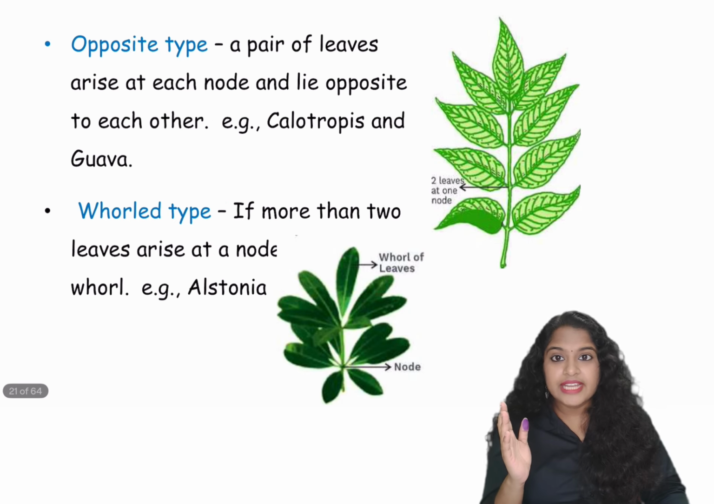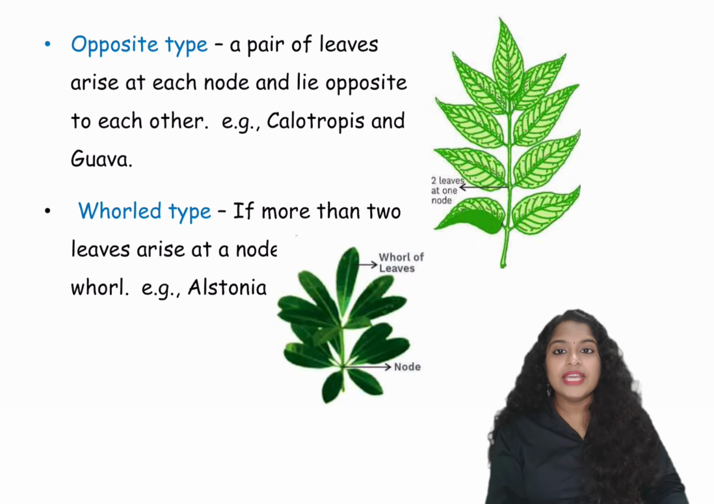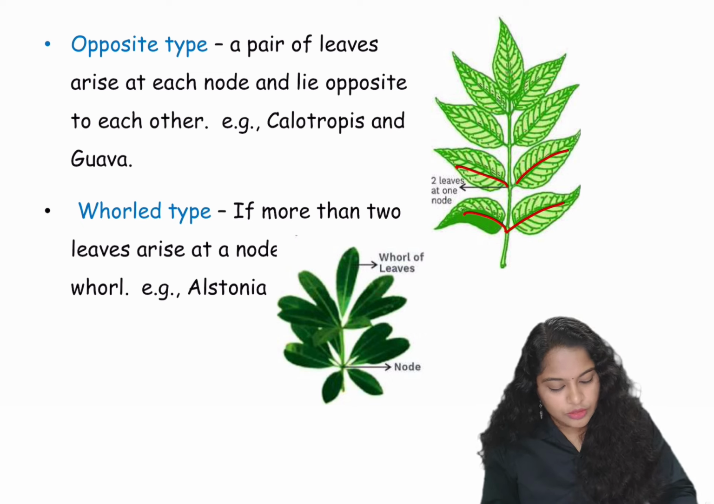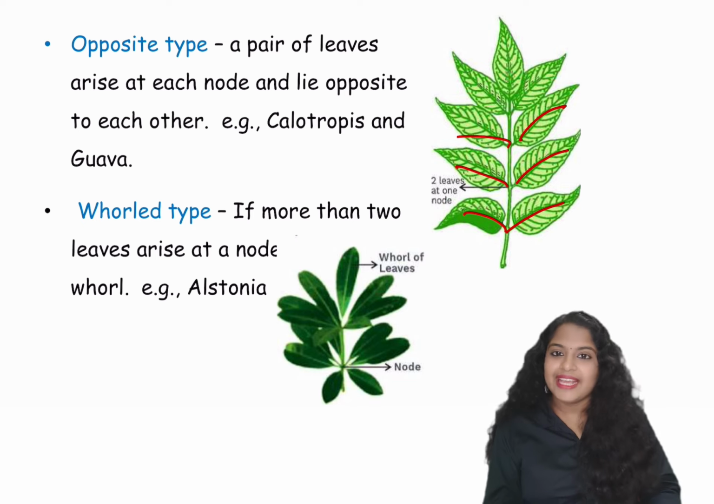The next type of phyllotaxy is opposite phyllotaxy. Here a pair of leaves will be arising from a single node. That is, two leaves will be arising from a single node and that too in the opposite direction, one on the right and one on the left. Examples are Calotropis and guava.